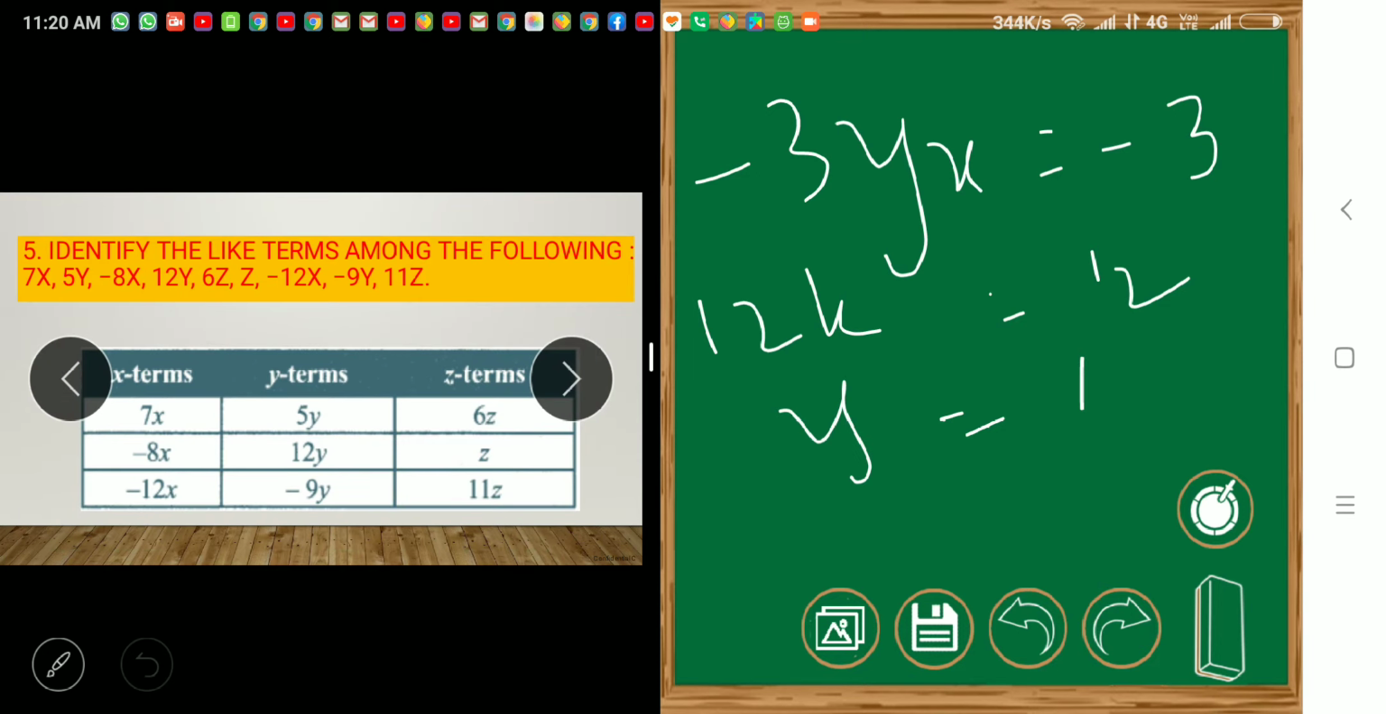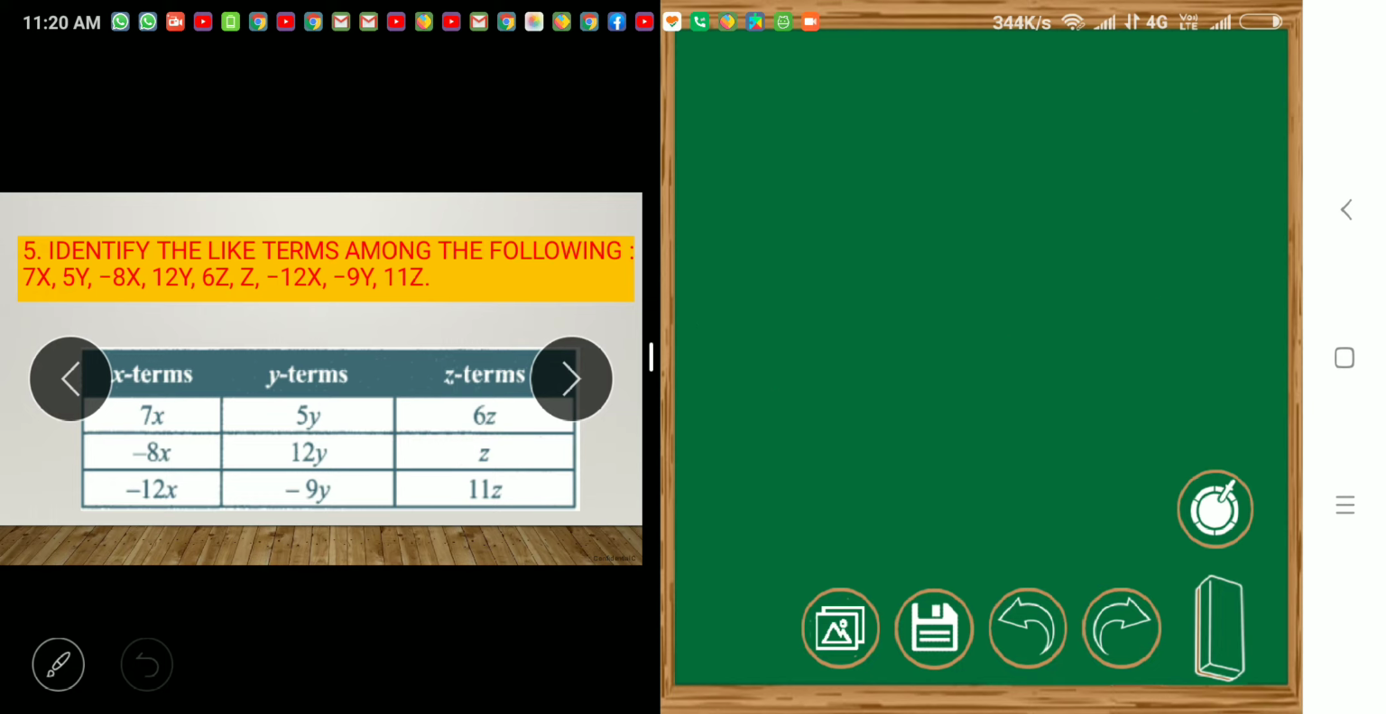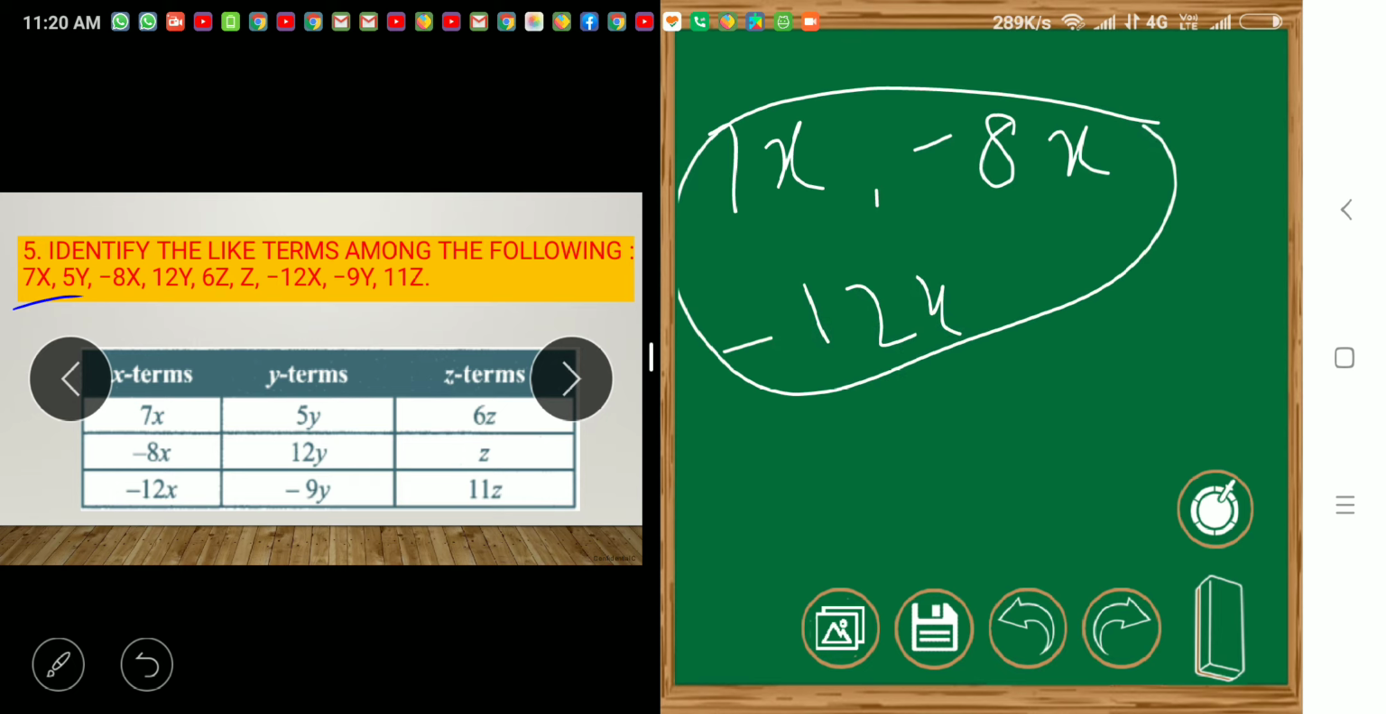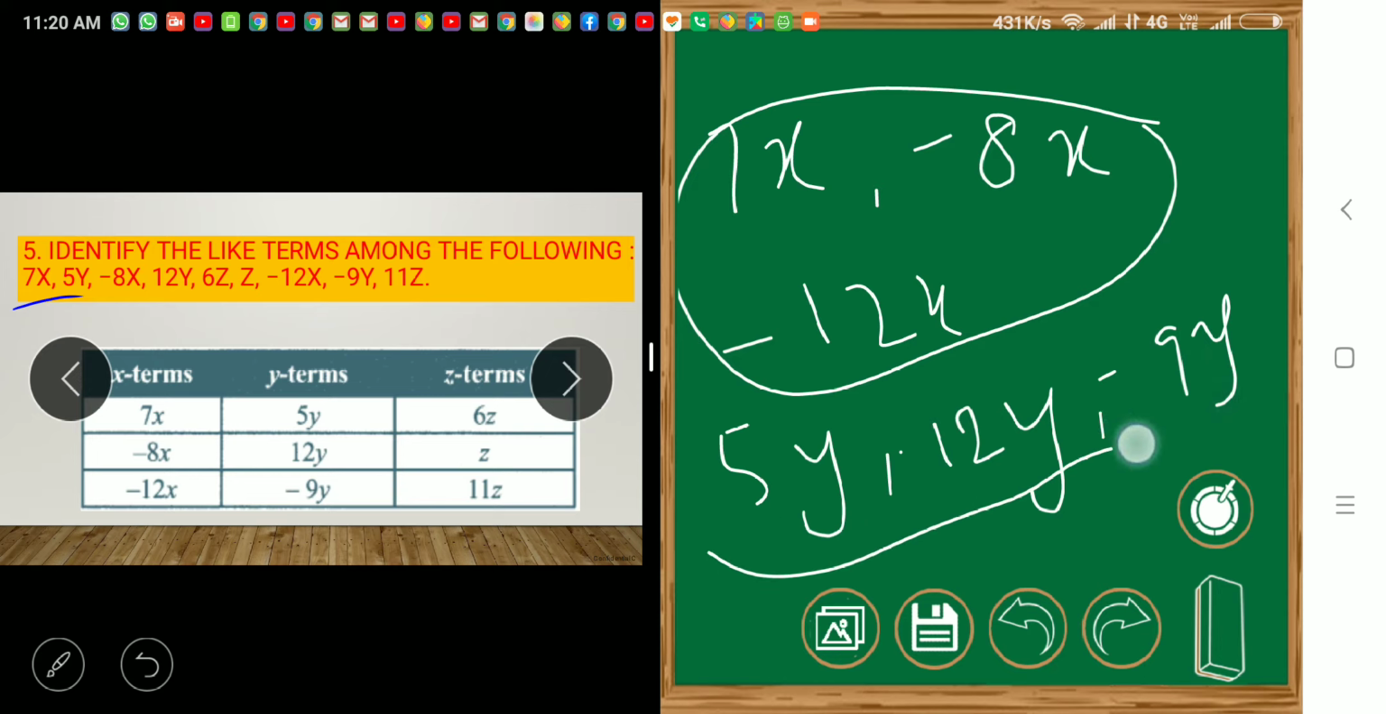Identify the like terms. So 7x. What numbers do we have with the 7x? 7x, minus 8x. See, only the variables alone should be the same. Minus 12x. This is one type of like terms. Another one, 5y. I am going to take and write only the y terms now. 5y. If you want, you can make a tabular column like this. 12y, minus 9y. Don't forget to mark commas. These are all y terms now.